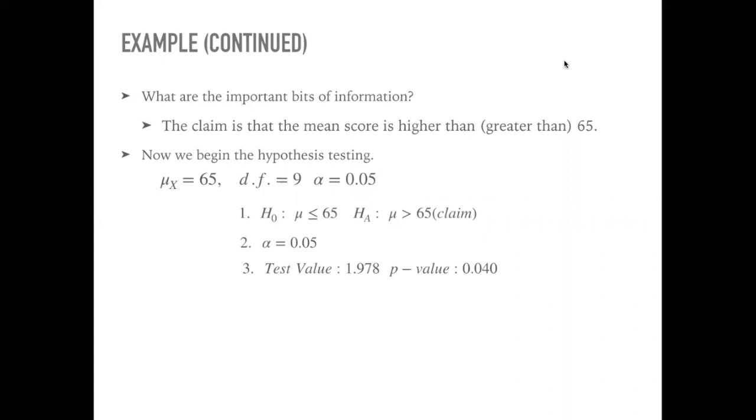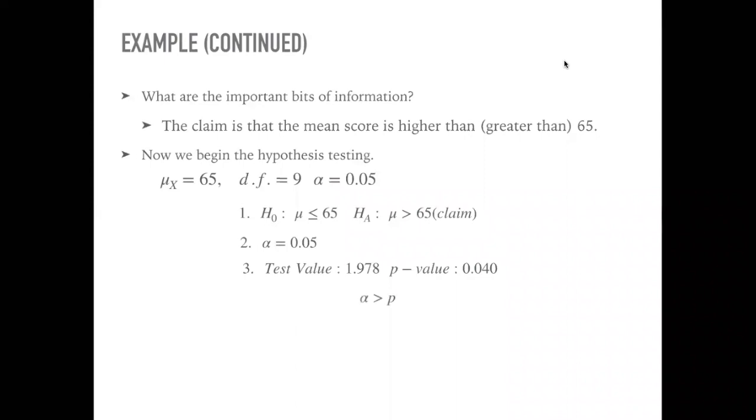So we're going to stat over to test. We're using the t-test. We're telling it that we have data. We're saying that we're comparing to 65 and that our alternative hypothesis has a greater than symbol. So we're going through selecting all of those things, and then we're getting these values. Test value of 1.978 and a p-value of 0.040.